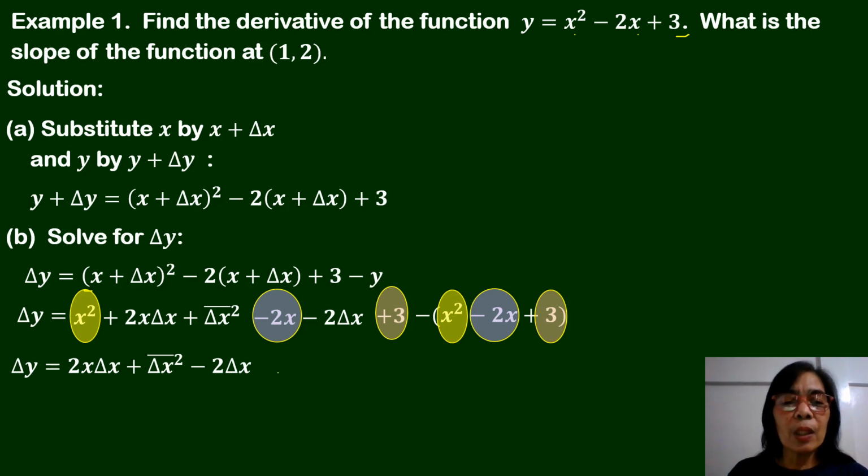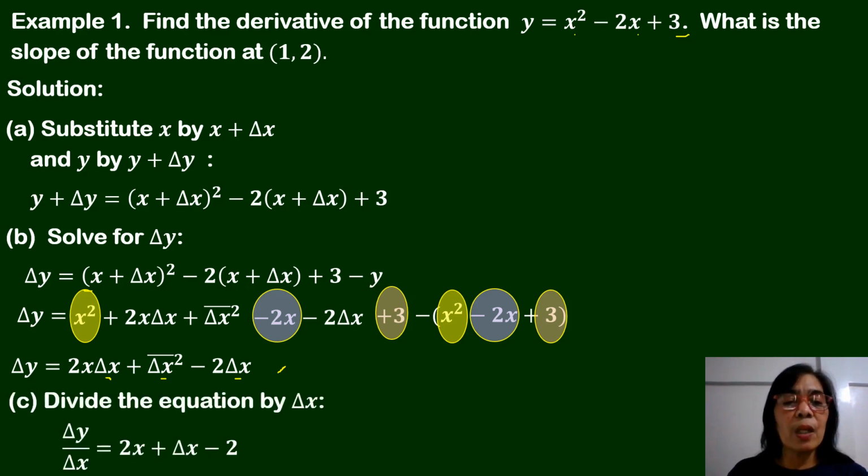So notice that in this equation, each term at the right side now contains delta x as a factor. So we are now ready to divide the equation by delta x, and that will give us delta y over delta x is equal to 2x plus delta x minus 2. As you will notice at the right side, each delta x in here cancels out with this delta x.